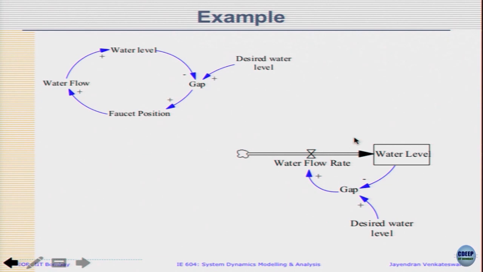So in many papers, you may find that people quickly jump into stock flow representation to represent the same thing without bothering about the underlying equation. How this gap affects the water flow rate, we don't know. Right now, we have time for it, we will figure it out. So this is the representation. Now, let us quickly understand the role of stocks and then look at some examples.